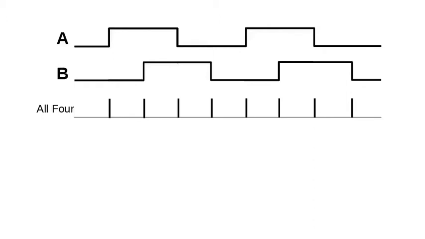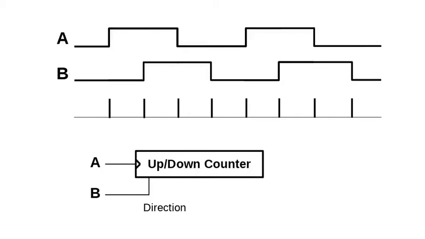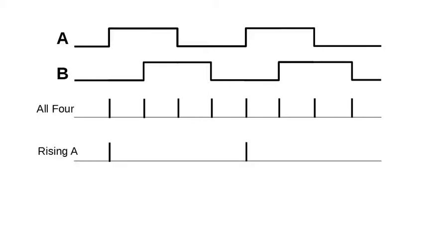If possible, you want to use all four edges in the quadrature signals for timing. A common approach is to use A to drive the input of an up-down counter and B to control the direction of the up-down counter. This works and it's fairly inexpensive, but you throw away 3/4 of your timing information by using only the rising edge of A. Whether you're using all four edges or just the rising edge of A, the idea is that you will define a sample period and count those edges during the sample period.